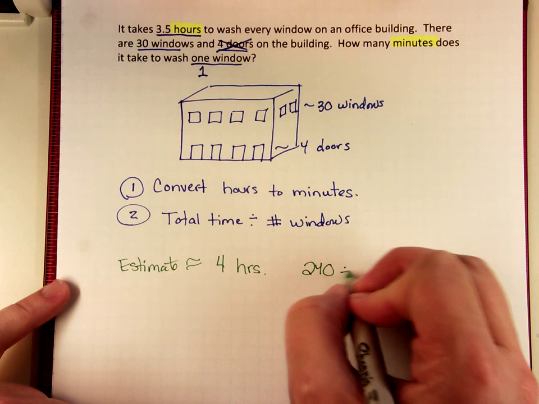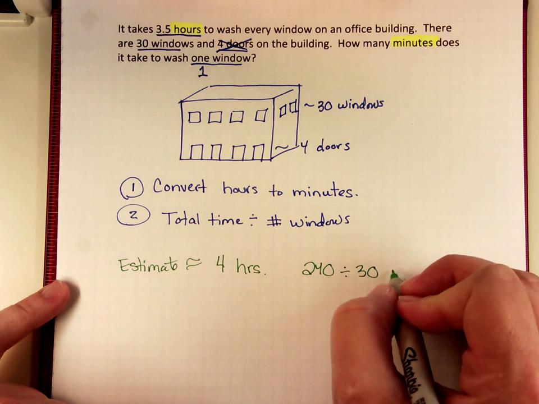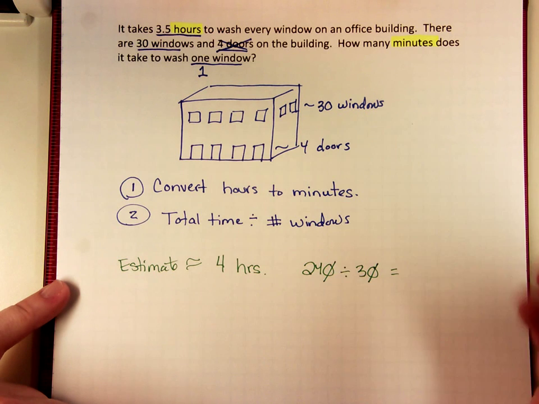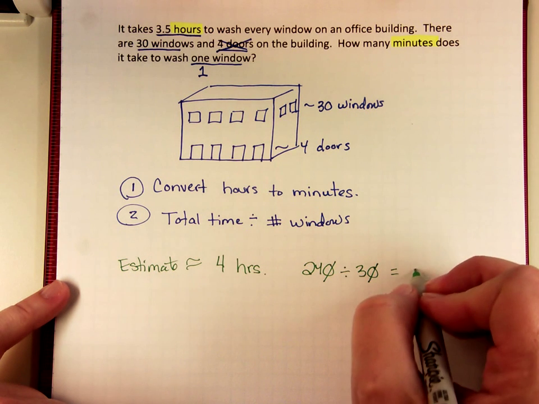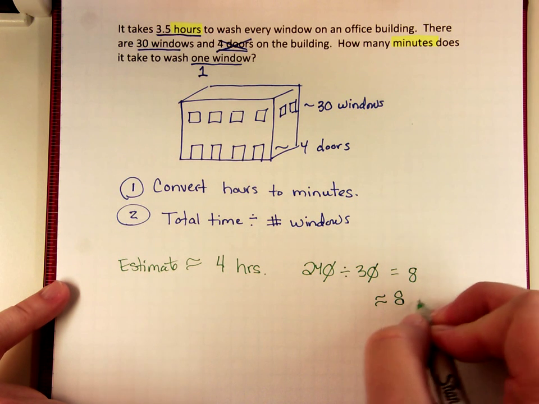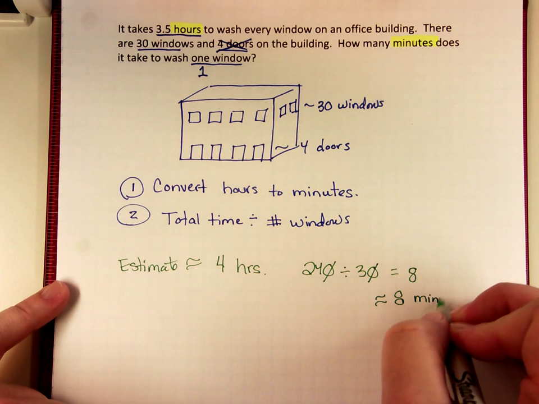And there's 30 windows. I can actually cross off my zeros. 24 divided by 3 is 8. So I think my estimate is going to be about 8 minutes per window.